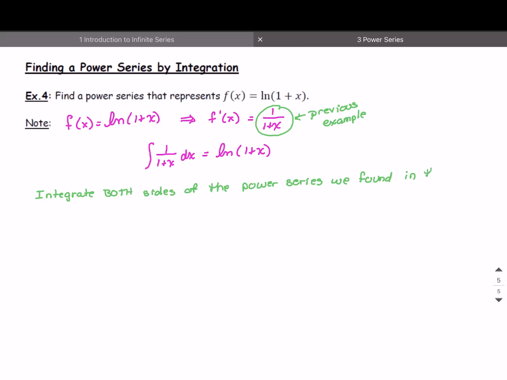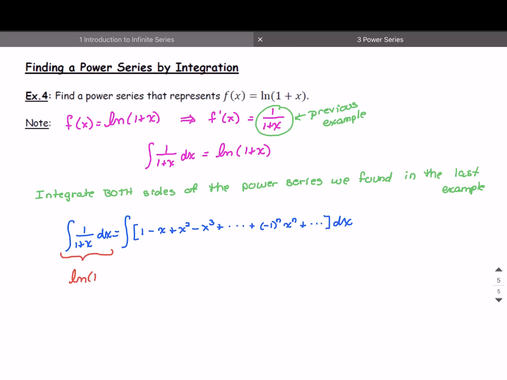in the last example. So in other words, we're going to integrate 1 over 1 plus x dx, and that's going to equal the integral of, now what did we have as our answer? We had 1 minus x plus x squared minus x cubed plus dot, dot, dot, plus negative 1 to the n times x to the n plus dot, dot, dot, close it, dx. So now the integral of this piece here, that's our natural log of 1 plus x.